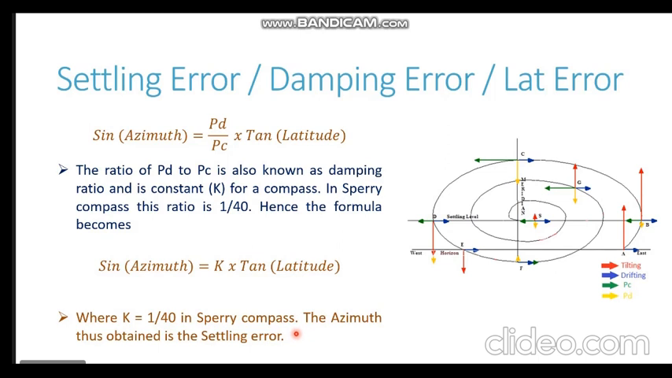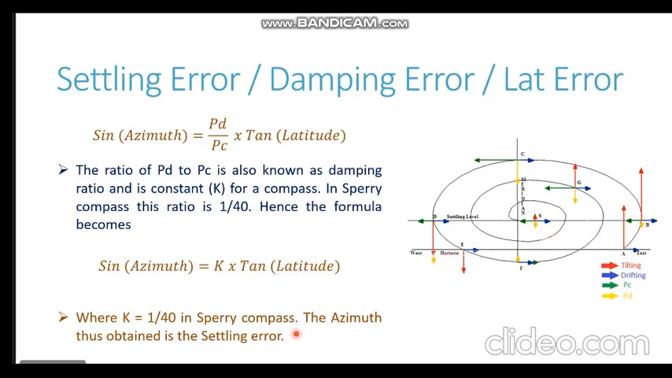Now, in other makers also, you could have a Tokyo Keiki compass or an Anschutz compass. In other makers also, the ratio is kept very close to 1 by 40. It could be exactly 1 by 40, but it could vary a little bit. In some cases, it could be 1 by 39, or in other cases, it could be 1 by 41 also. But the ratio does not go too much off from this 1 is to 40 figure.